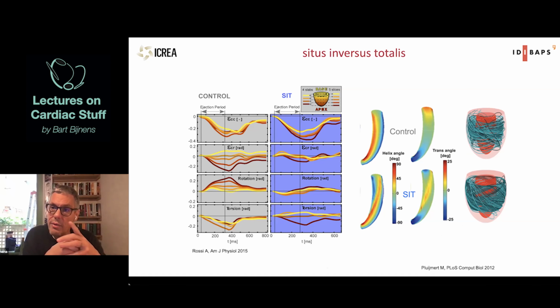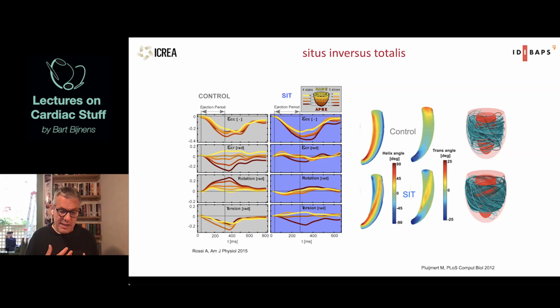Now, something very interesting that also tells you that the torsion is related to the amount of deformation taking place together with fiber orientation is a study done by the group of the University of Maastricht. They looked at the fiber orientation in patients with situs inversus totalis. These are patients where the inner organs and the heart, everything is mirrored, perfectly mirrored. And these people are actually totally healthy. There is no big problem with situs inversus totalis as long as it's fully mirrored.